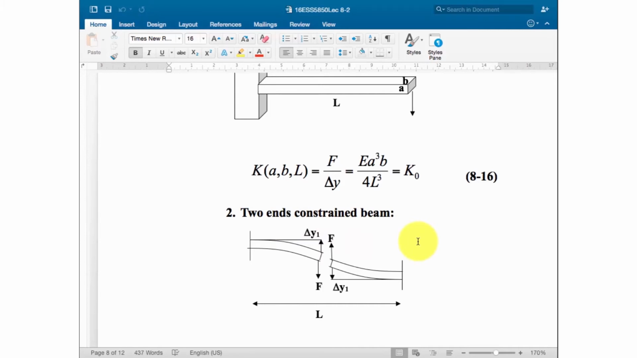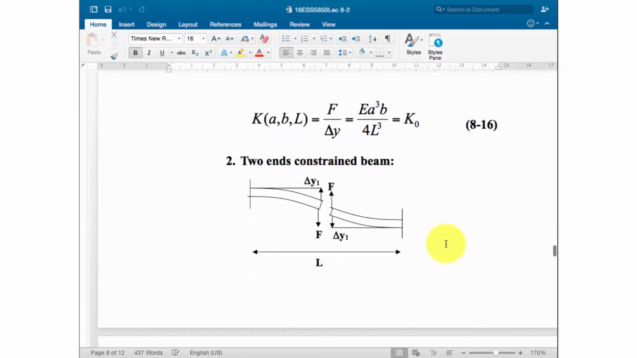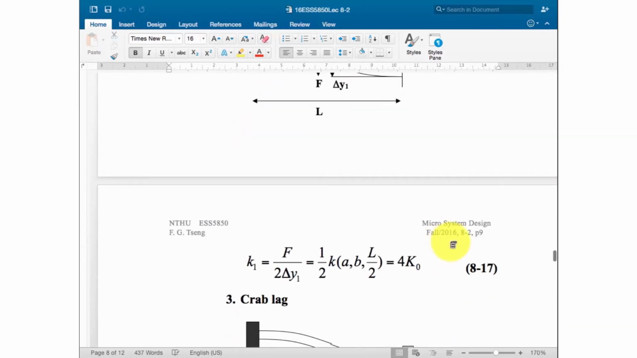So the process is: originally the length is reduced into half, so you have 8K0. Then you connect the two springs in series, so 8K0 needs to be divided by 2. So finally, you have a spring constant of 4K0 by arranging the spring in this kind of situation. Do you understand? Okay. From the equation, it will be easier to understand.